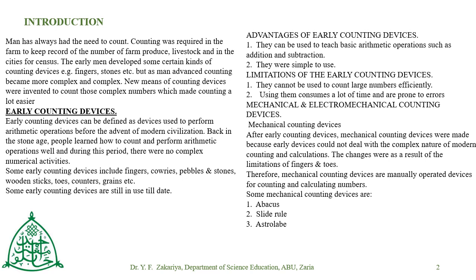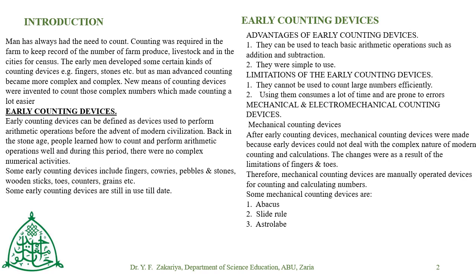Early counting devices. Early counting devices can be defined as devices used to perform arithmetic operations before the advent of modern civilization. Back in the Stone Age, people learned how to count and perform arithmetic operations, and during this period there were no complex numerical activities. Some early counting devices include fingers, pebbles and stones, wooden sticks, toes, counters, and grains. Some early counting devices are still in use till date.